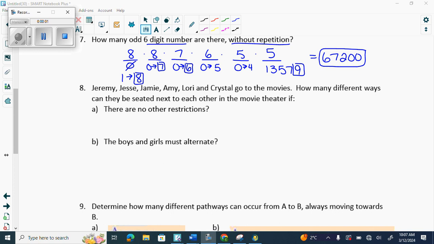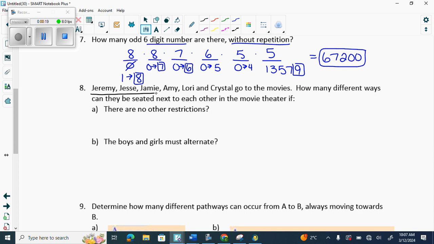Jesse, Jamie, Jeremy, Jesse, Jamie, Amy, Lori, and Crystal go to the movies. How many different ways can they be seated next to each other in the movie theater if there are no restrictions? I told you that Jeremy, Jesse, and Jamie, who are my brothers, are boys, and Amy, Lori, and Crystal are me and my two sister-in-laws.